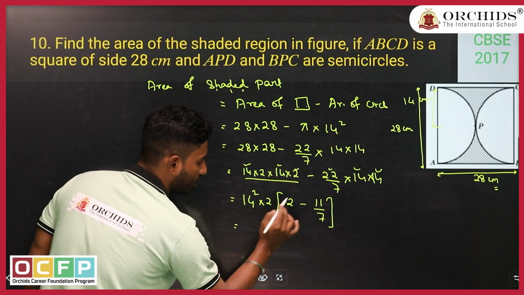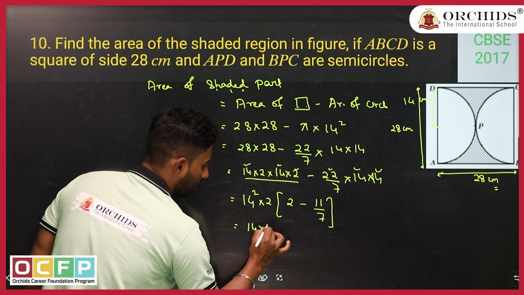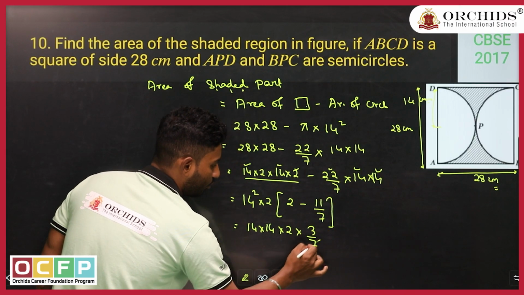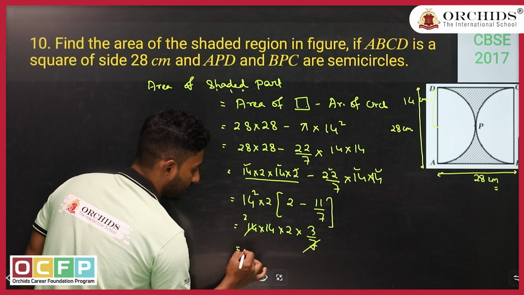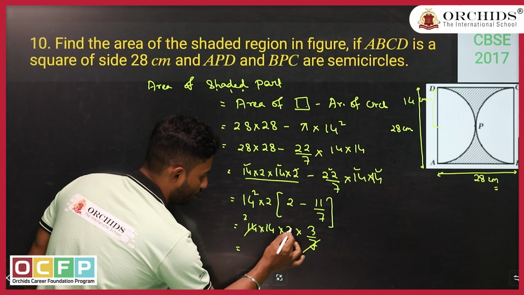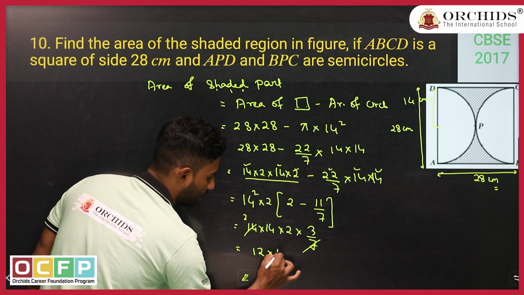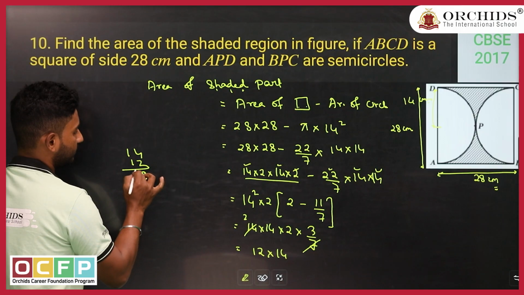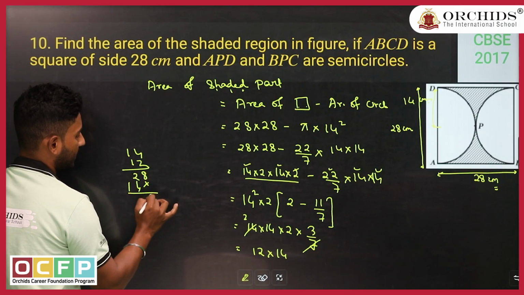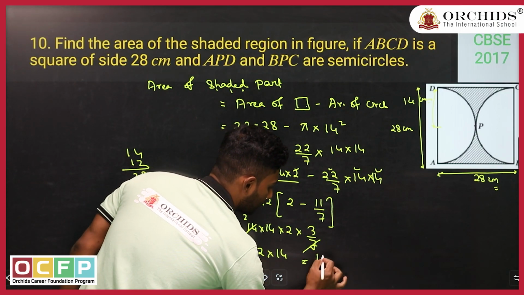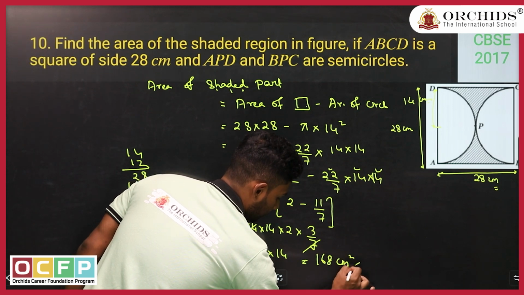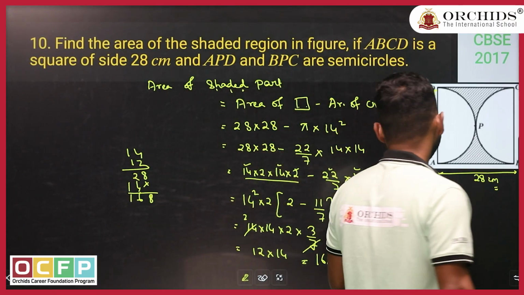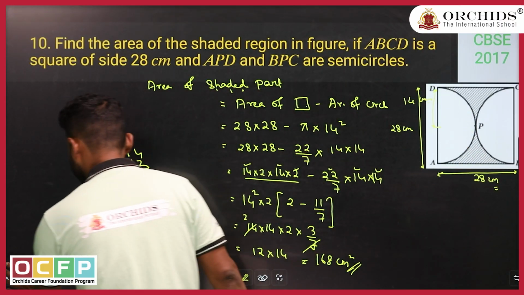7 into 2, 14. 14 minus 11. 14 minus 11 is 3 by 7. 7 gone. So you are left with 2 into 2, 4. 4 into 3, 12 into 14. So what's 12 into 14? Just do it. Very minor calculation. So 168. So the answer is 168 centimeter square. Hopefully you have understood this particular question. So if understood, let's move on to the next question.